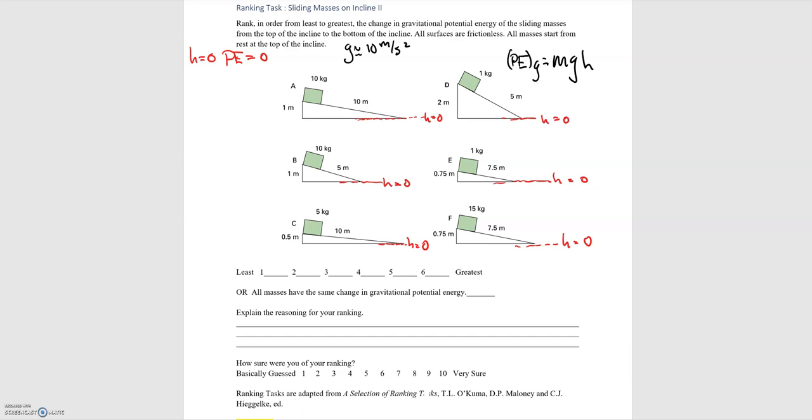So for the first one, we have a mass of 10 kilograms. So we have 10 times 10 for the acceleration due to gravity times a height of 1 meter for the block. So that's equal to 100.